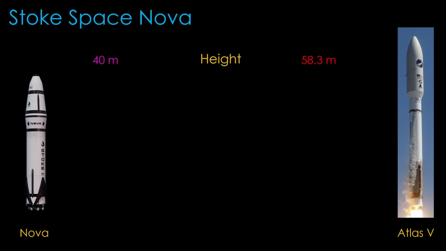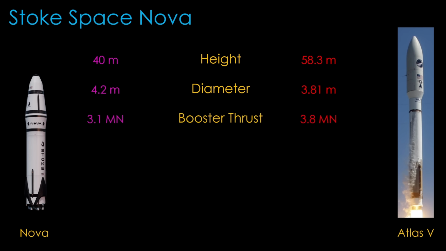The Stoke Nova rocket is 40 meters high and 4.2 meters wide, making it a little shorter than Atlas V, and just a little bigger around. Note that we've already run into a problem. The Nova image I'm using came from their website, and I've scaled it to be about the right height compared to Atlas. At 4.2 meters, it should be about 10% wider than Atlas, but based on this image, it is at least 5.4 meters in diameter. It's not uncommon to find bad numbers online.